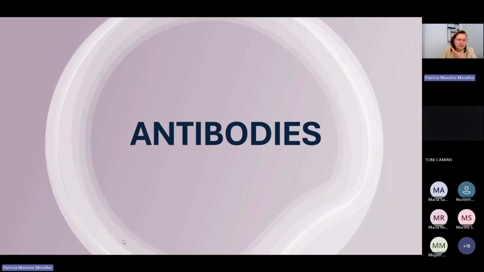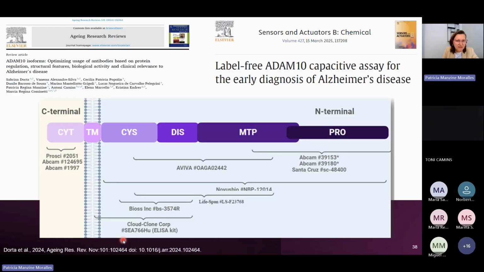So this justifies the importance of carefully choosing the antibodies for studying ADAM10. As we analyzed in several studies, different antibodies in this review were analyzed, and different antibodies can detect different regions of the protein. So a lot of care and attention in this analysis is extremely important for carrying out comparative studies, as they can detect, for example, different isoforms of the same protein.